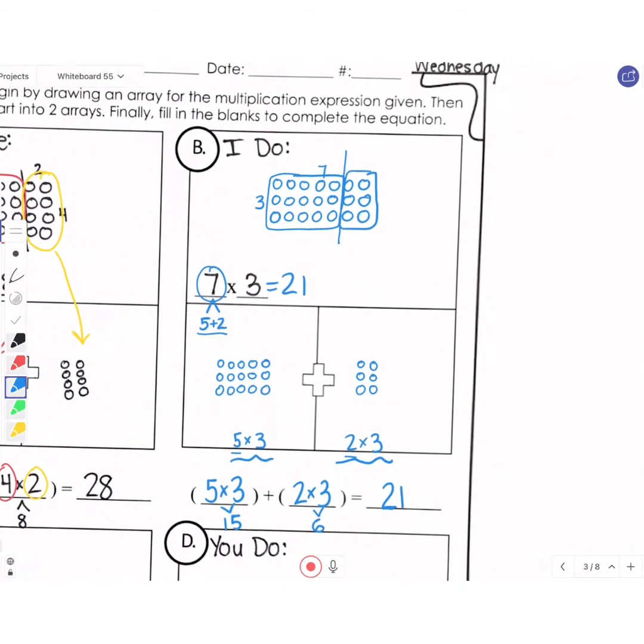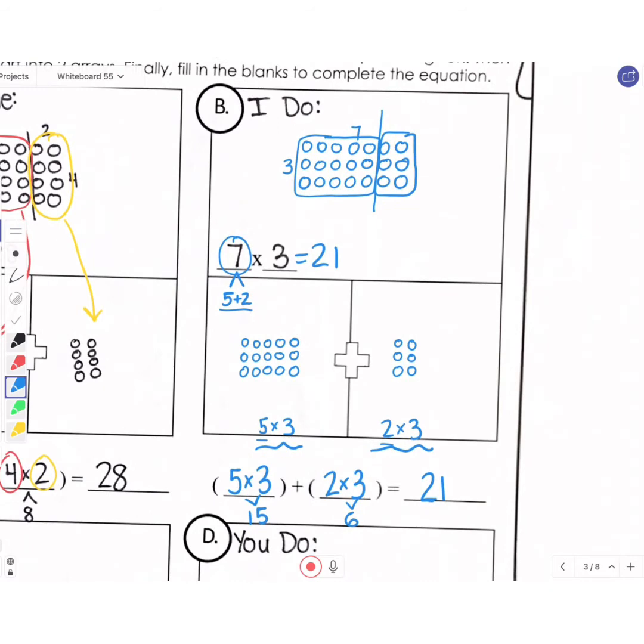Okay, pause. Again, I'm going to zoom in here for just a minute. Pause the video if you need to copy this down, and then you can go ahead and press play when you're ready to move on.